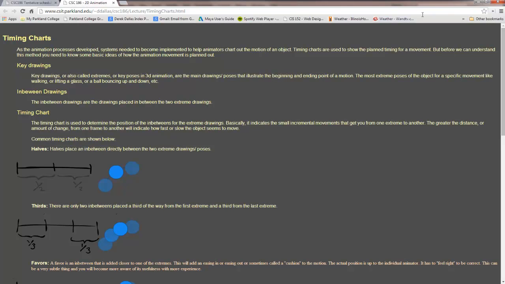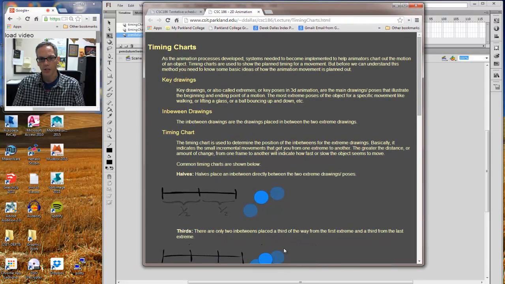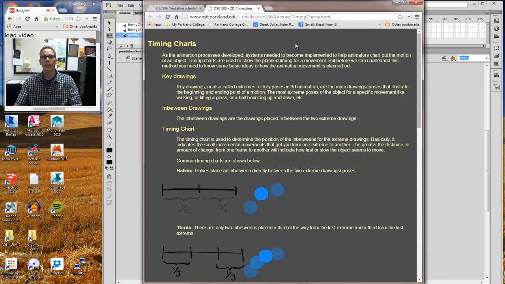What I want you to understand with timing charts is that they are here to help us organize our drawings. It's going to help us plan the work that we're going to be doing. In the beginning, when animation began, you were just learning things as you went along, but they started to develop a process, a way for lead animators to chart out what they want so that other animators, junior animators, could fill in the spaces.